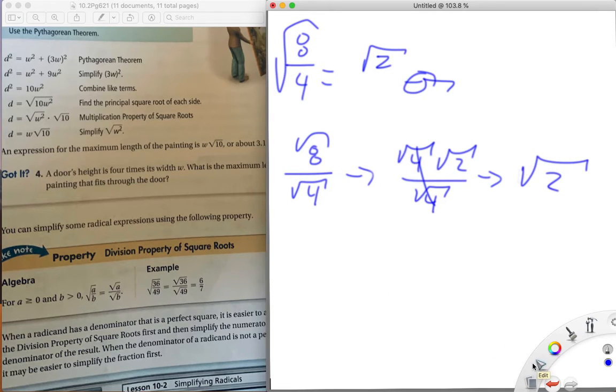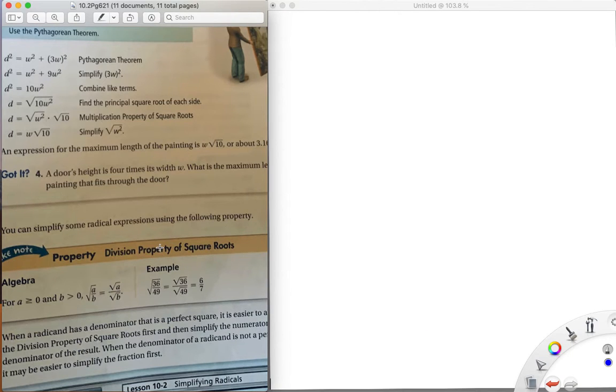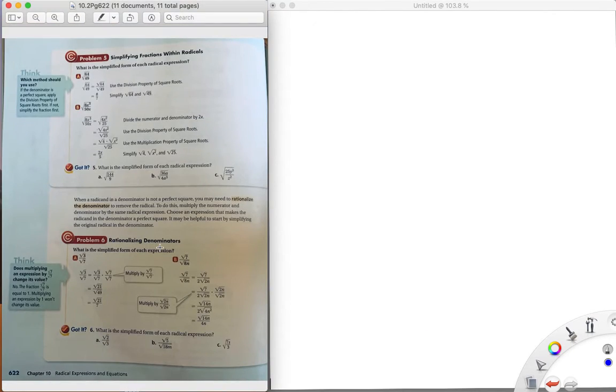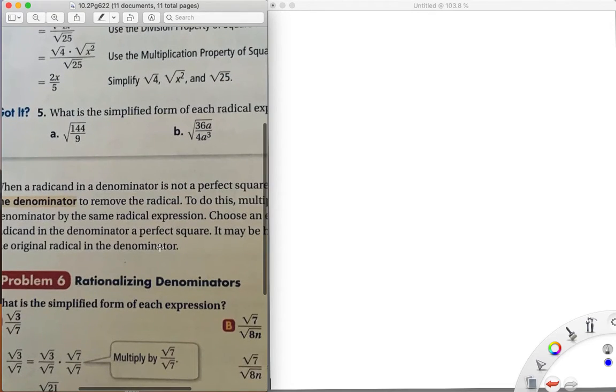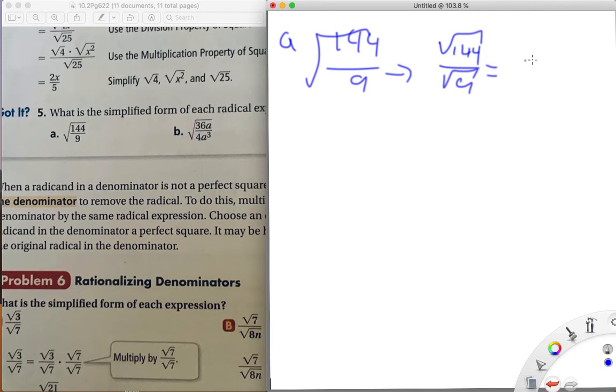So this particular property is talking about doing the radical sign in the numerator and denominator before you solve. So for A, we have 144 over 9 rooted. So that's root 144 over root 9, which is 12 over 3. And that's going to be 4.